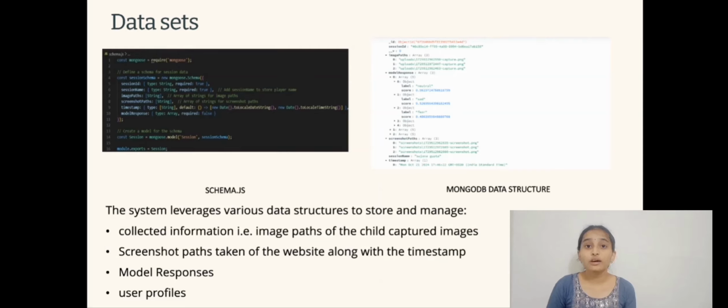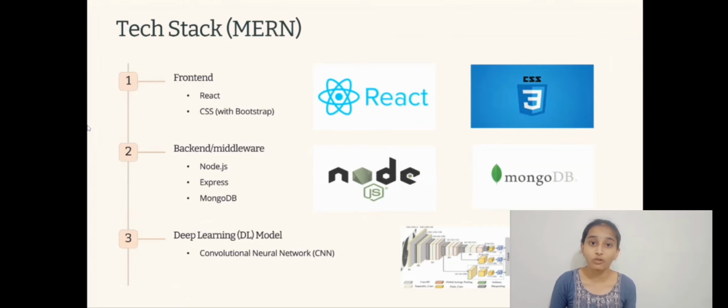We use MongoDB for storing the data, and this system leverages various data structures to store and manage it. Here we store the collected image paths and screenshot paths while the kid is playing. These screenshot paths of the website are stored along with their timestamps too, and the model responses, such as their facial expressions, which could be happy or sad or neutral, along with their scores, and also the user profiles.